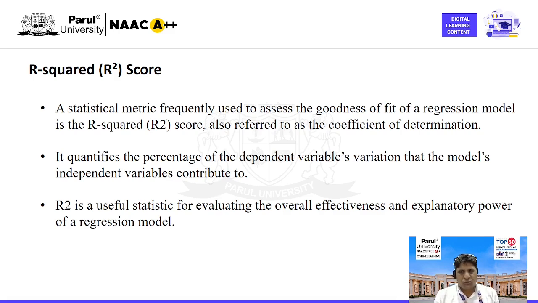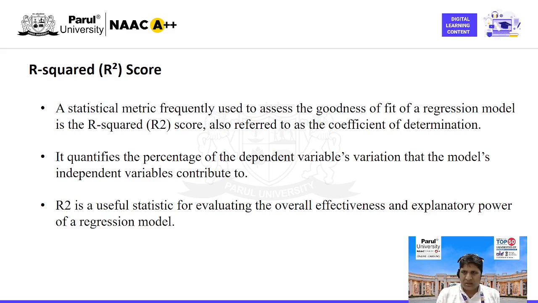We use the R squared score, also referred to as the coefficient of determination. R stands for coefficient of determination. It quantifies the percentage of the dependent variable's variation that the model's independent variable contributes to. It means how much variation there is between the dependent and the independent variable.